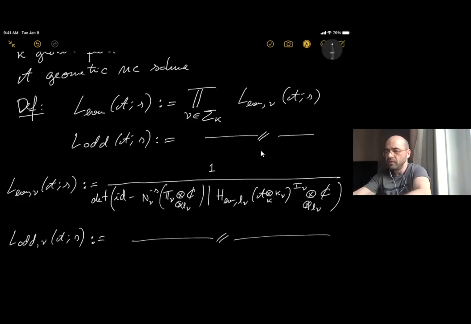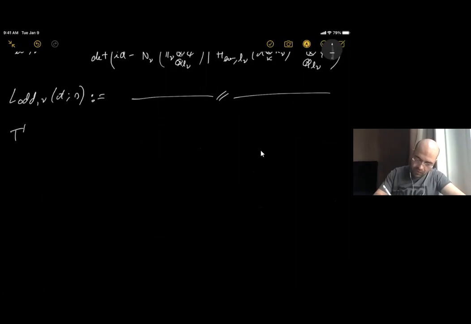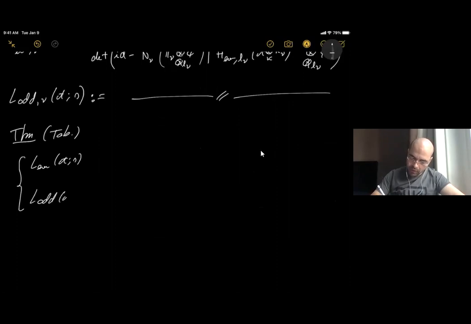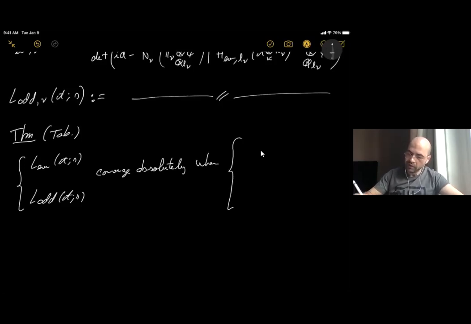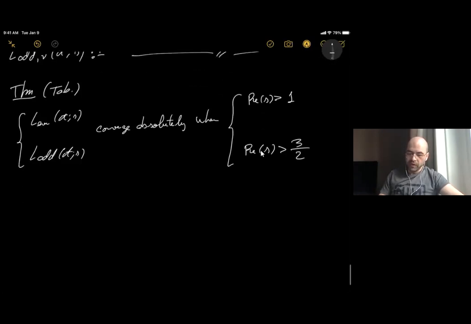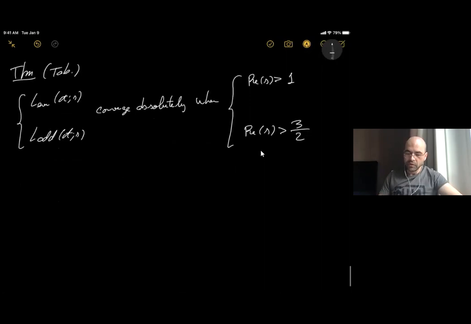And now we have these L functions defined for these gadgets. So what's the first theorem? Finally, the first theorem is the following. If you consider these L functions, the even and the odd case, they actually converge absolutely in a certain half plane. In this case, when the real part of s is greater than 1, and here when the real part of s is greater than 3/2. So it's the non-commutative version of this convergence result of Serre.